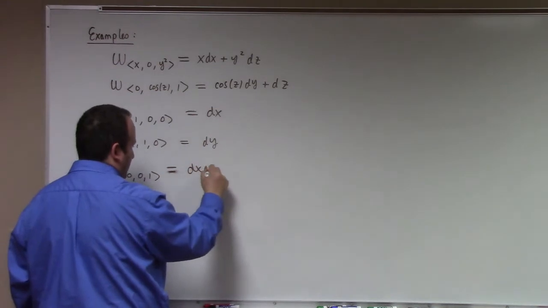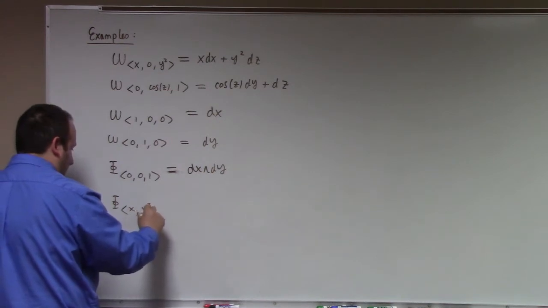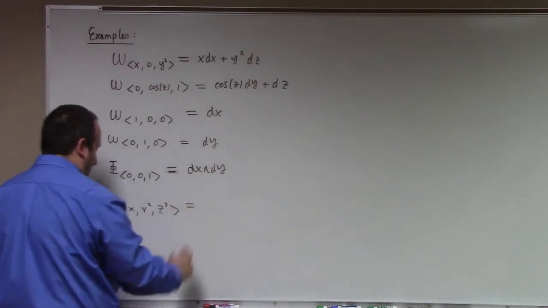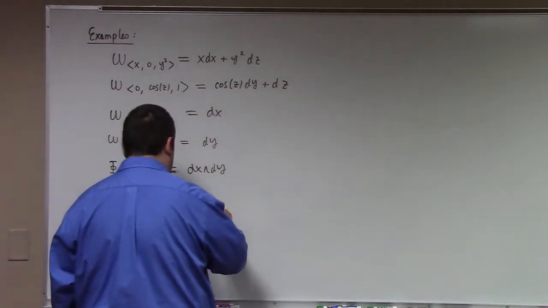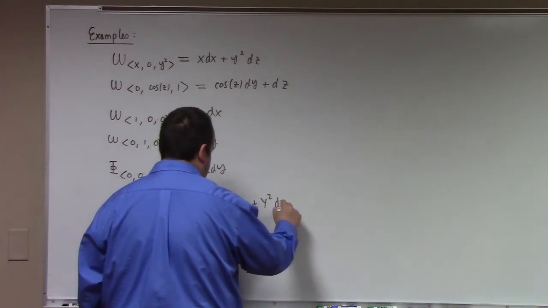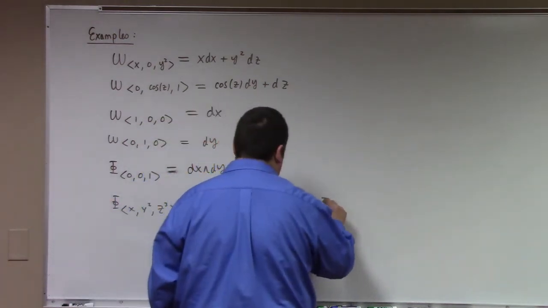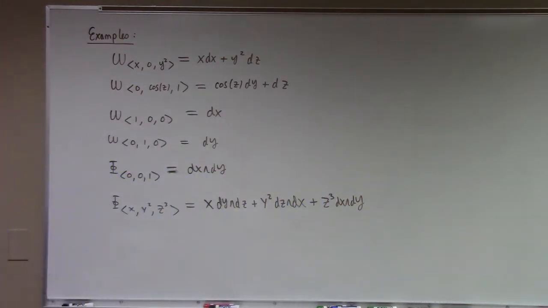Dx wedge dy is correct. What's the flux form of, let's say, x y squared z cubed? So we do x times dy wedge dz plus y squared times dz wedge dx plus z cubed times dx wedge dy. All right, great. So hopefully we understand at this point what this notation means. It's just a way of going back and forth between vector fields and either one or two forms, okay?